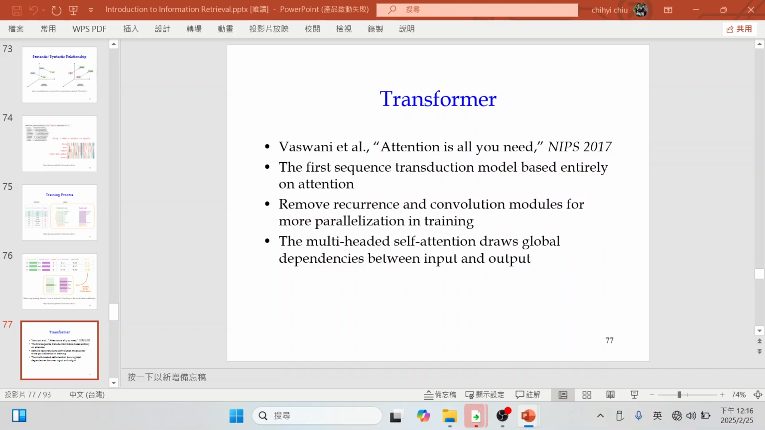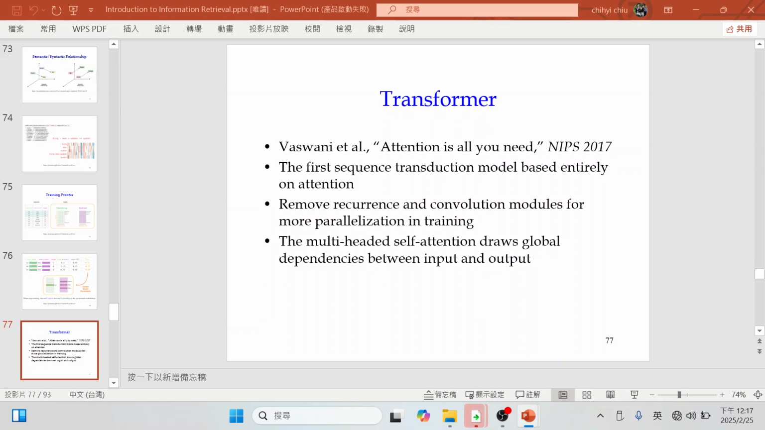Okay, so next is the transformer. I believe everybody has heard of the transformer model, right? So here I just recap some details of this model. This paper was published by Google, "Attention Is All You Need," in NIPS 2017.